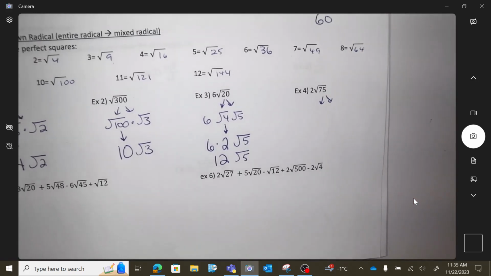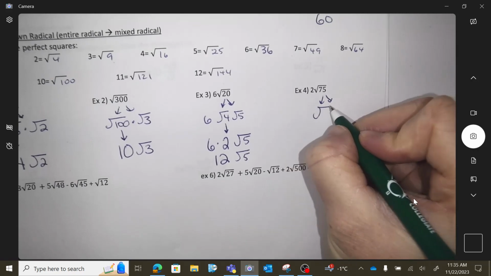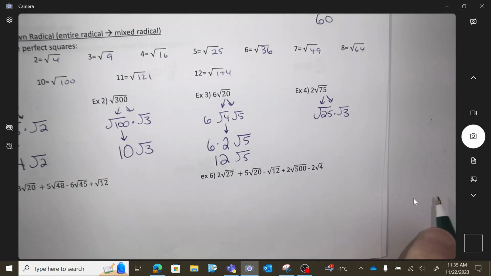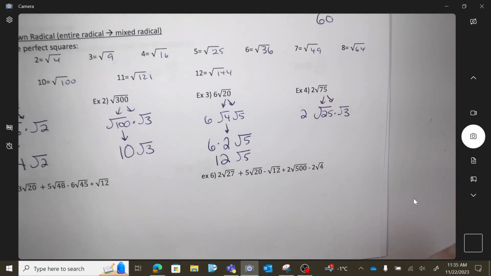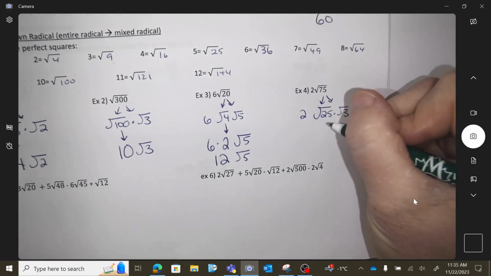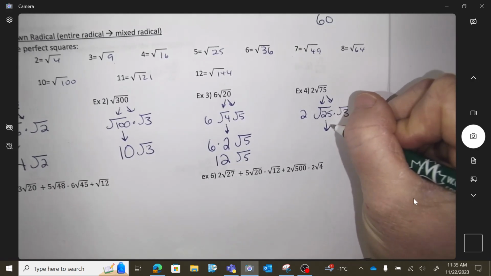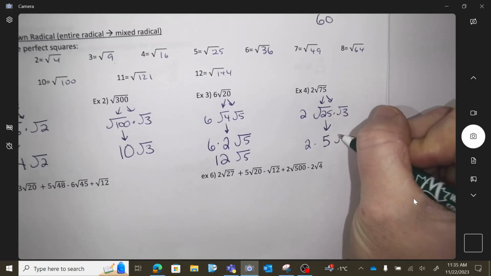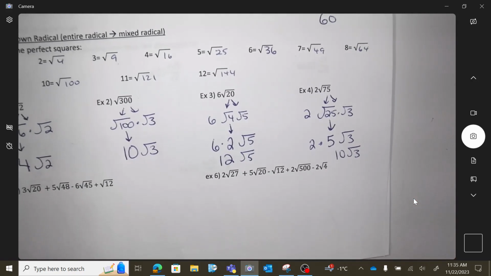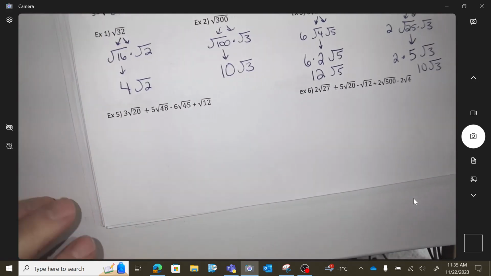Okay, I need you to divide 75 by one of those perfect squares. Which square number is 75 divisible by? 25 times 3, right? Don't forget, the 2 in the front is there. Okay, show me what the square root of 25 is as a whole number. Okay, there's 2 examples on the bottom. We'll just do one of them.